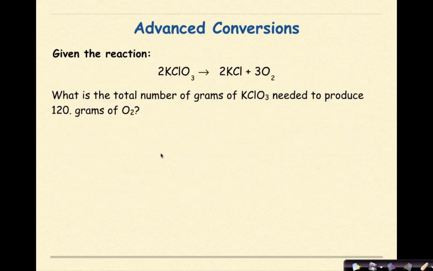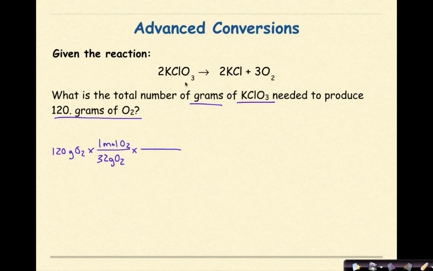Let's look at another example. Given the reaction, 2 KClO3 yields 2 KCl plus 3 O2. What is the total number of grams of KClO3 needed to produce 120 grams of O2? All right, so we have a mass to start with, 120 grams of O2. And again, the first thing that we're always going to do is take our mass and convert it into moles. So 32 grams of O2 is our mass, 1 mole of O2 on top.